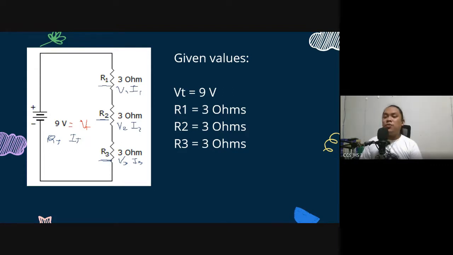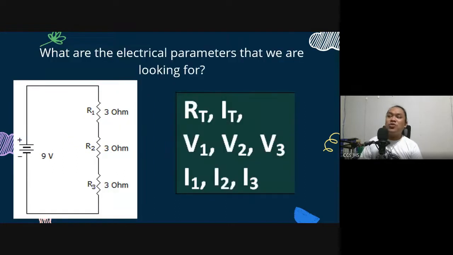So, tomorrow in the LT, do not forget as well to write the required or the missing parameters. These are the parameters that we need to solve later on. So we have total resistance, total current, V sub 1, V sub 2, V sub 3, I sub 1, I sub 2, and I sub 3. So we are going to look for 8 parameters later on. Understood?